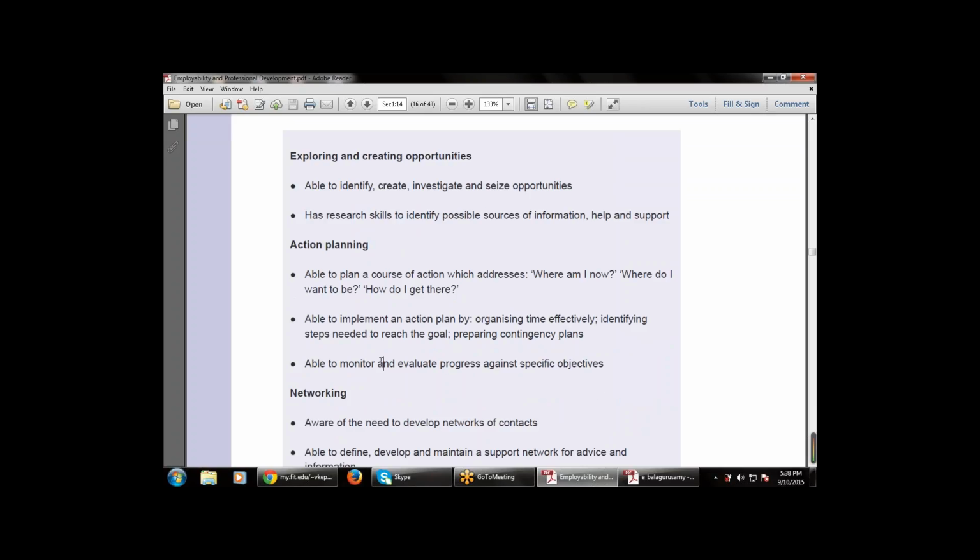Then being able to monitor and evaluate the progress against specific objectives, that is first of all monitor, we can say check and evaluate the progress against the specific objectives. That is what are the various specific objectives that will be used, that is how to analyze and evaluate the progress against the specific objectives.